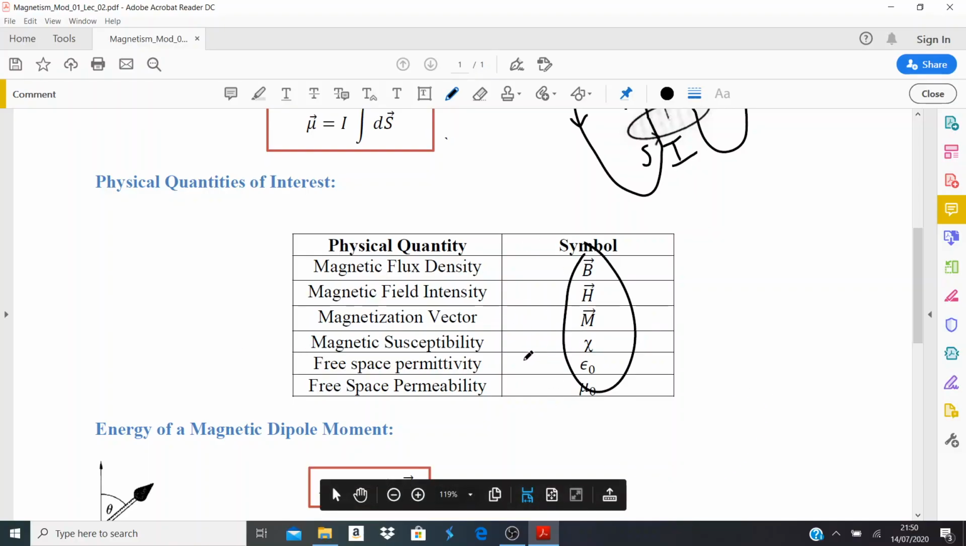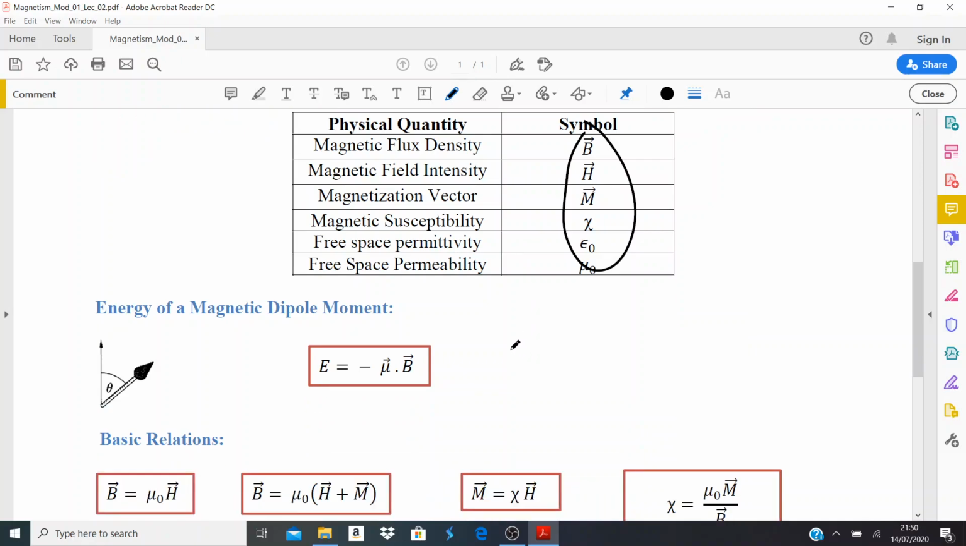With these symbols in mind, we can estimate the energy of a magnetic dipole moment when placed in a magnetic field. So let us assume that the magnetic field is pointing in this direction and the magnetic dipole moment is pointing in this direction, which is denoted by the quantity mu. Now, the energy of this magnetic dipole moment in the presence of the magnetic field is defined by the quantity E and is equal to minus mu, the magnetic dipole moment, dotted with the externally applied magnetic field.